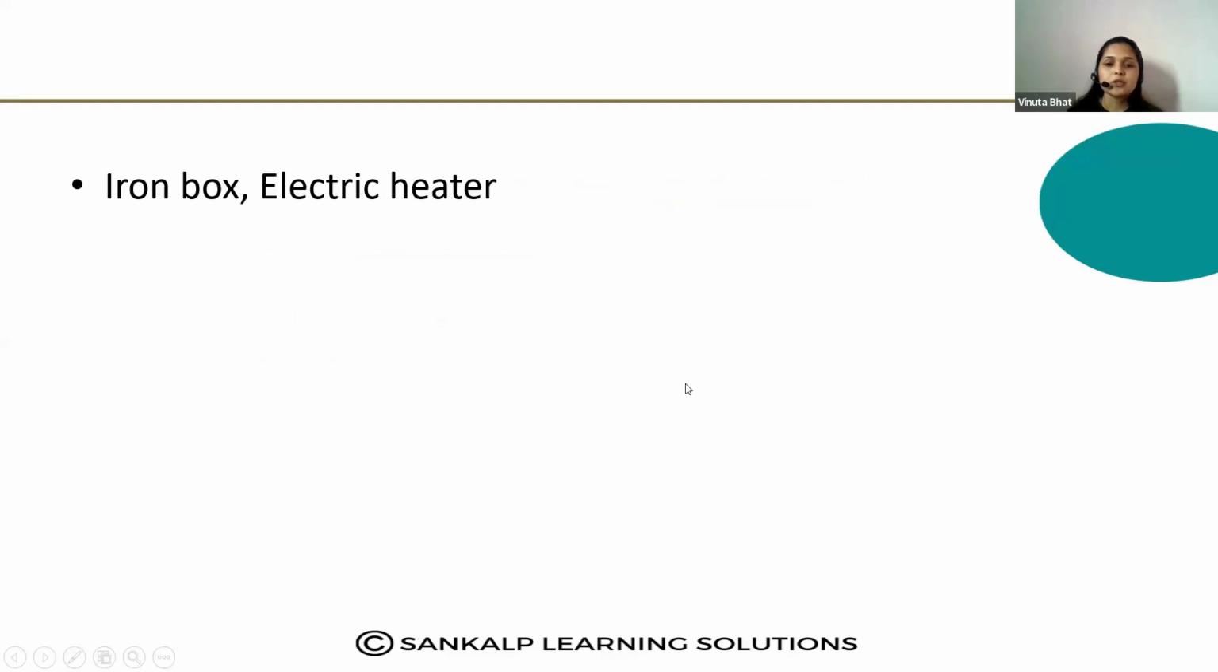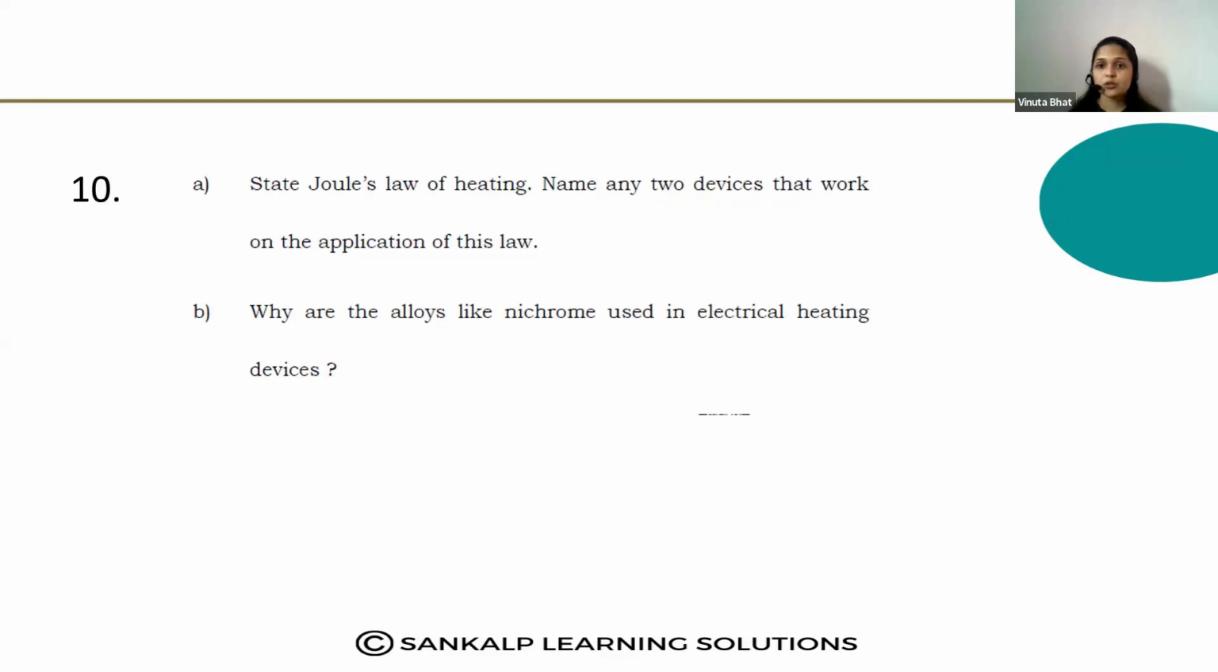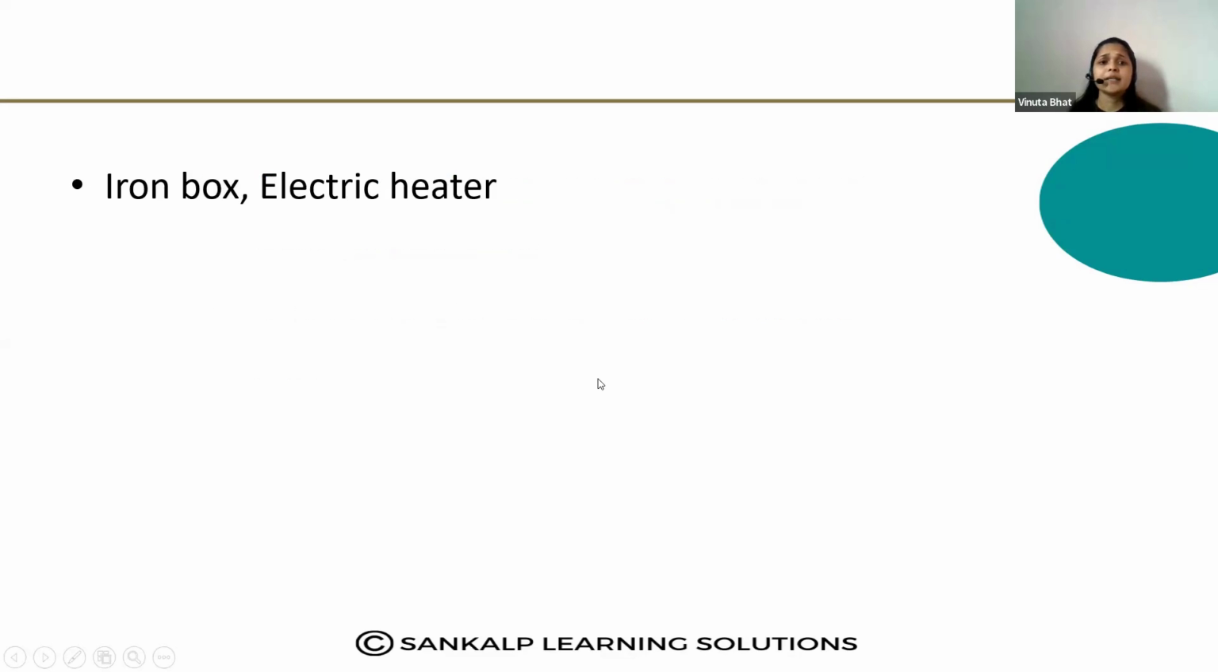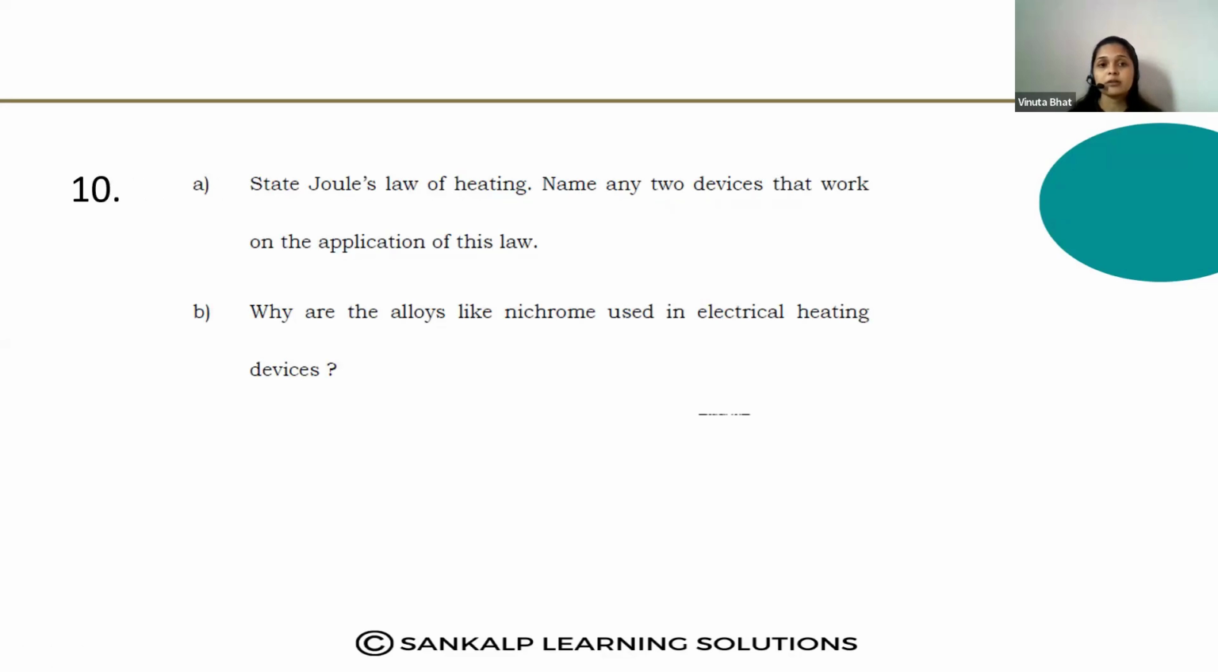Already we know Joule's law of heating. In this session only, we have solved that question. This question is repeated, and we have already learned the answer. Name any two devices that work on the application of this law. Here, iron box, electric heater. So these are all devices which work on Joule's law of heating.